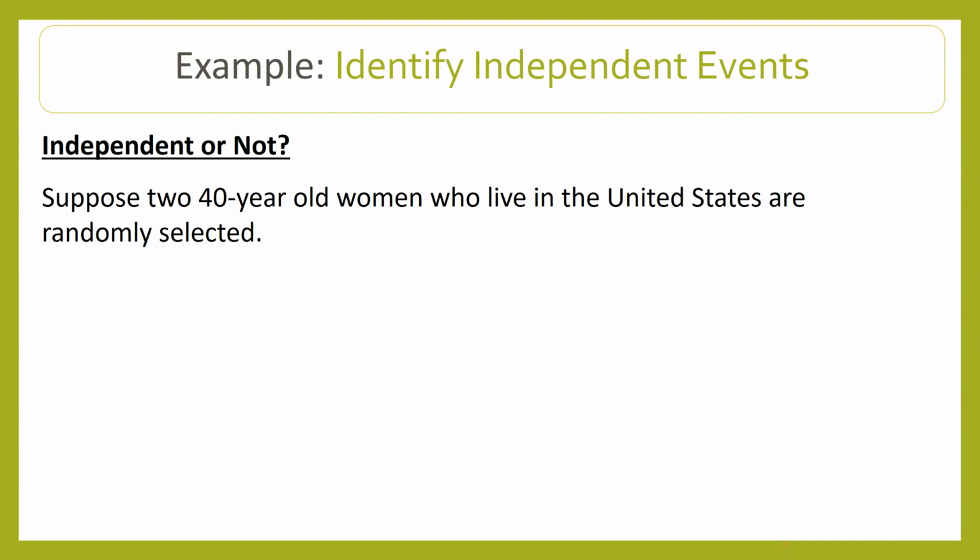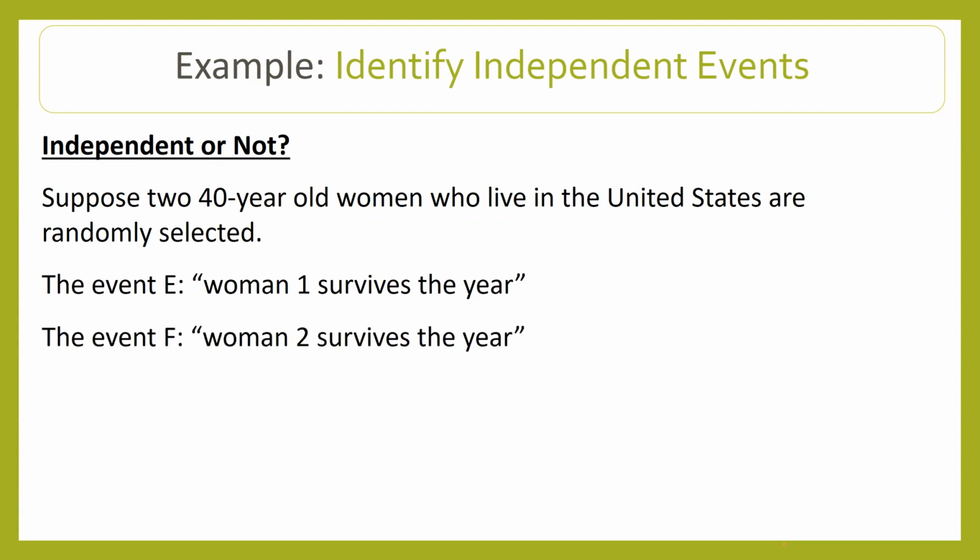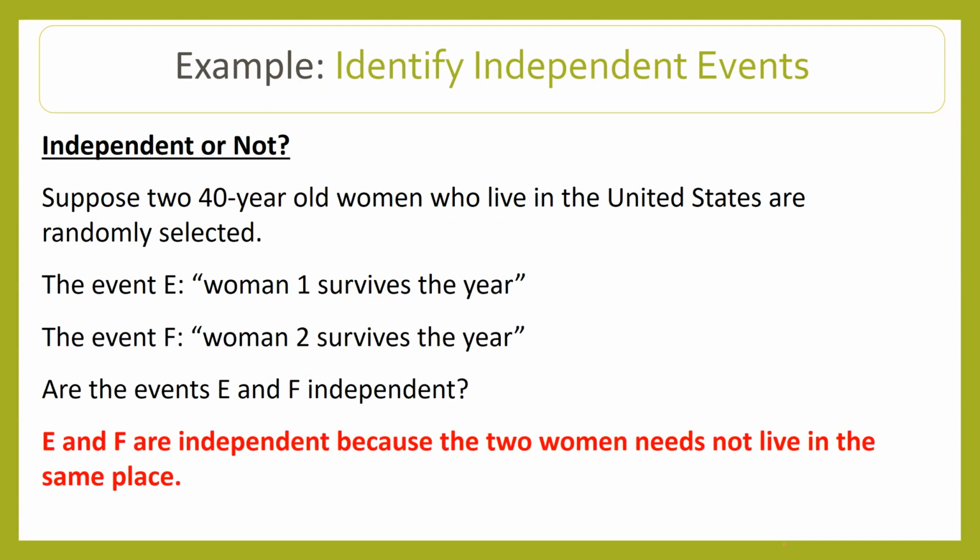Suppose 2 40-year-old women who live in the United States, we don't care where they are, they could be anywhere, are randomly selected. The event E is woman 1 survives the year. Event F, woman 2 survives the year. Are these events independent? All right, so these are independent, of course, because the 2 women need not live in the same place. So they are not subjected to the same environmental condition, to the same exposure, to the same things that happen, maybe a natural disaster or something. So these are independent events.